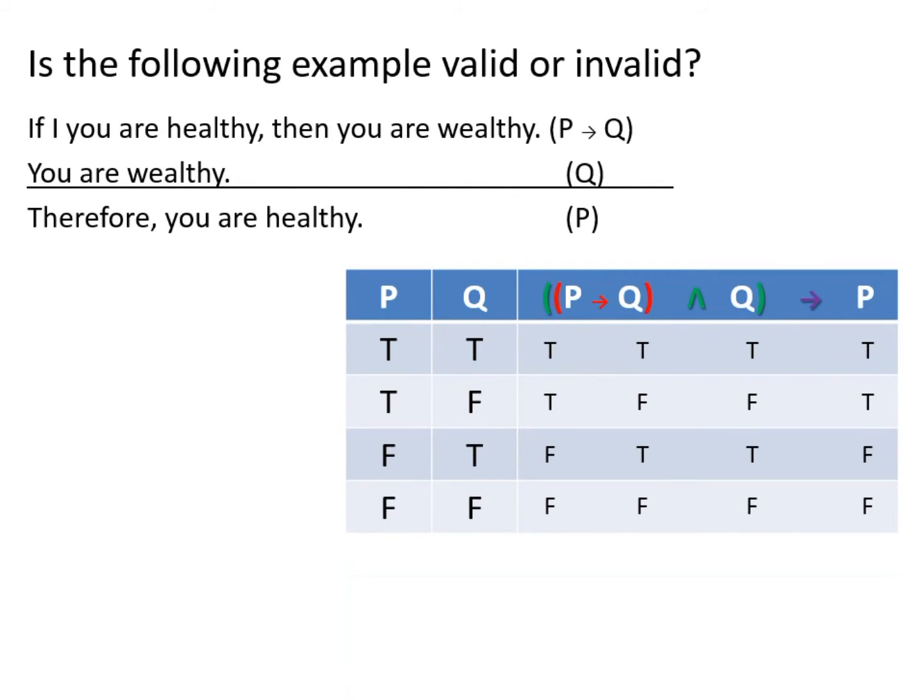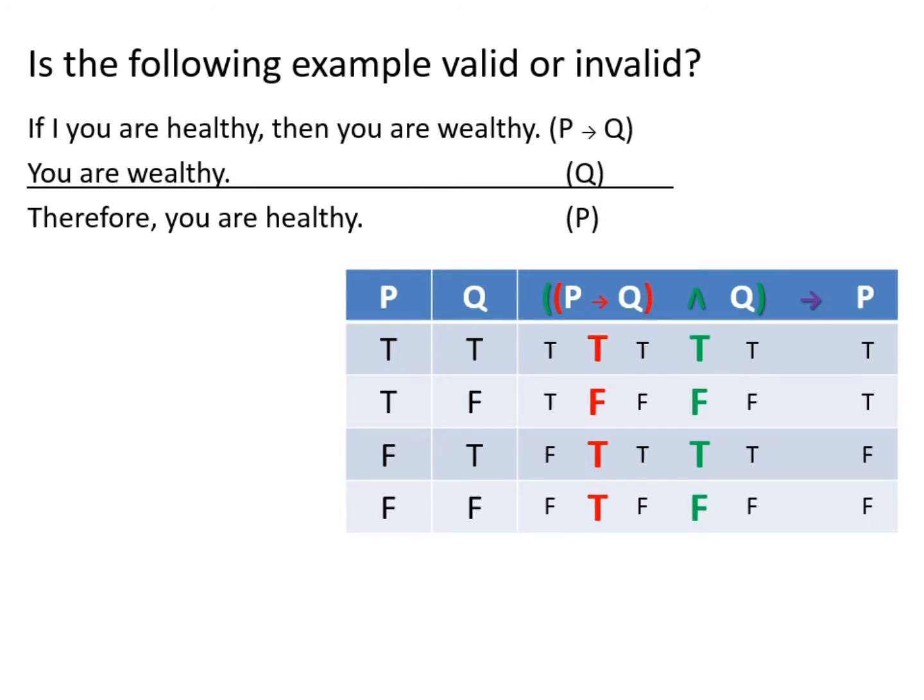So again, if you are healthy, then you are wealthy. You are wealthy, therefore you are healthy. And the sharp-eyed among you may have already spotted why this is not valid on an intuitive level. You can see that the if-then goes in one direction, but the link between premise two and the conclusion clearly goes in the other direction. There are no biconditionals here, so this is not a valid argument.